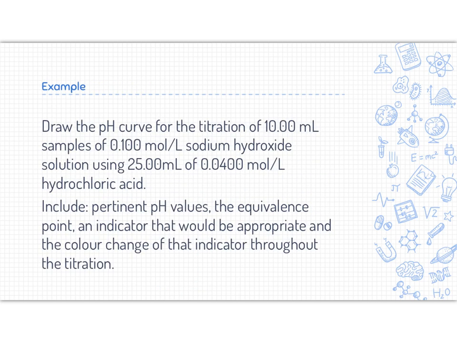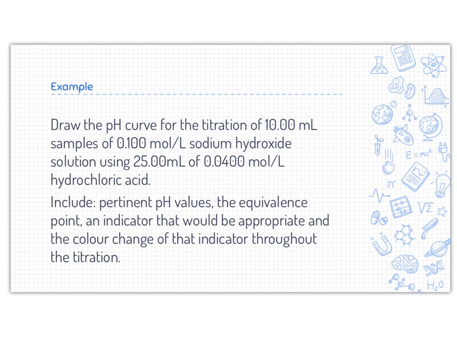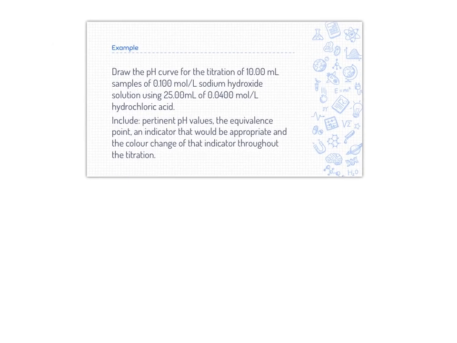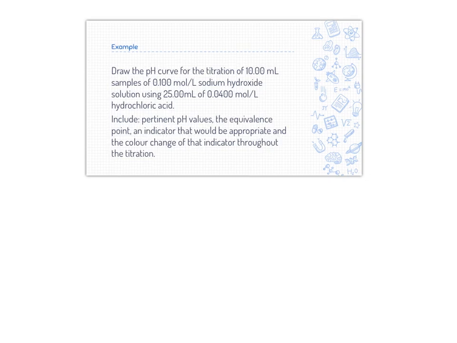So draw the pH curve for the titration of 10 ml samples of 0.1 moles per liter sodium hydroxide solution using 25 ml of 0.04 moles per liter hydrochloric acid. Include pertinent pH values, the equivalence point, an indicator that would be appropriate, and the color change of the indicator throughout the titration. Whew, okay. I'm just going to make this small so our pH curve can be nice and large.